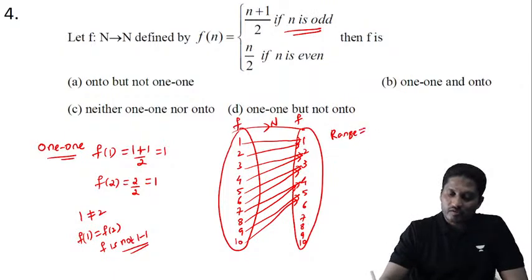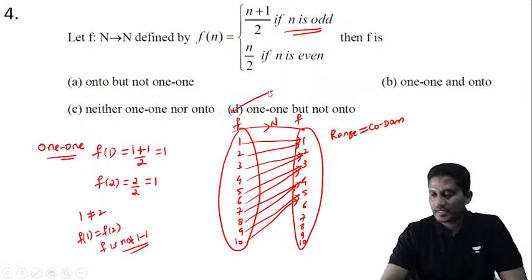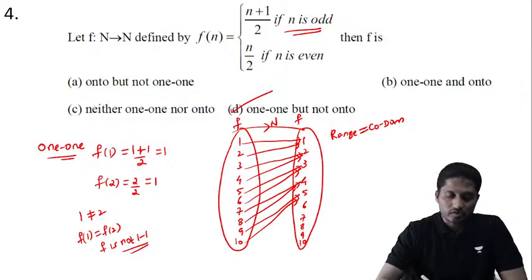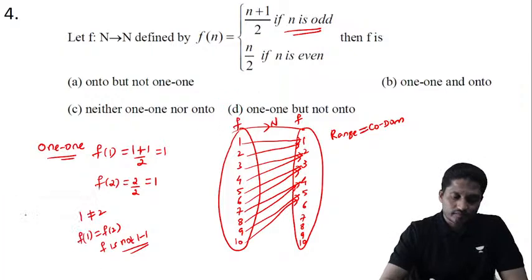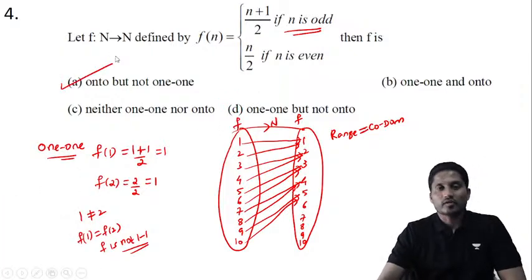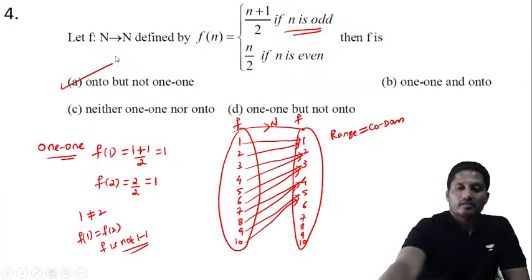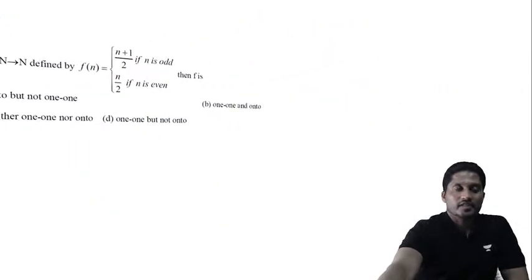If the input is a natural number, output will be a natural number. So it is not 1 to 1, but it is on to. Okay, answer is option D. Alright, it is not 1 to 1, but it is on to. On to but not 1 to 1. Answer is option A. Sorry. Answer is A only, guys. Let's move to the next question.